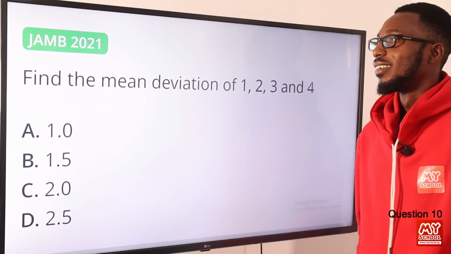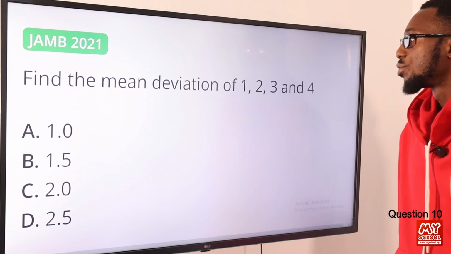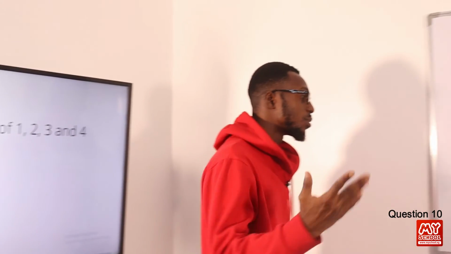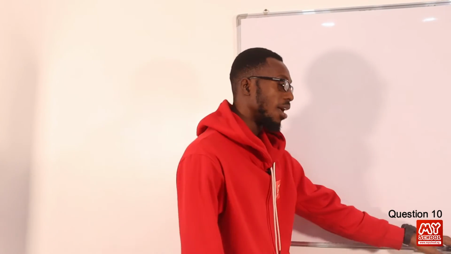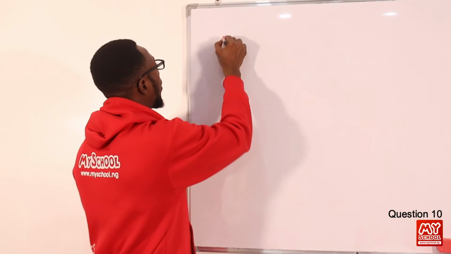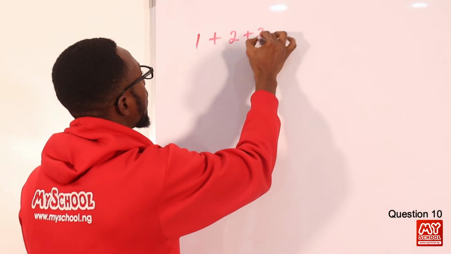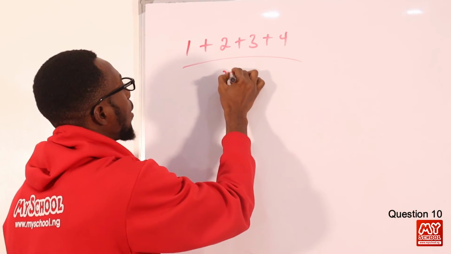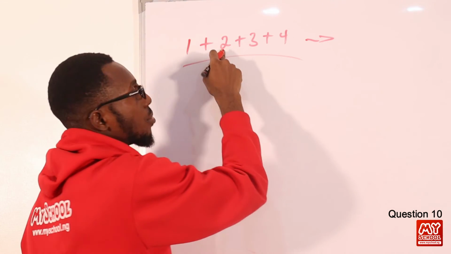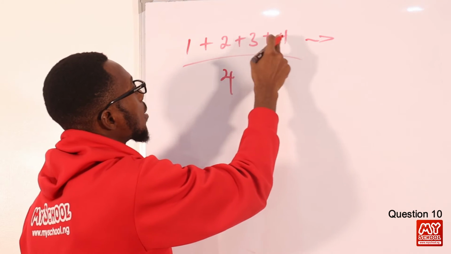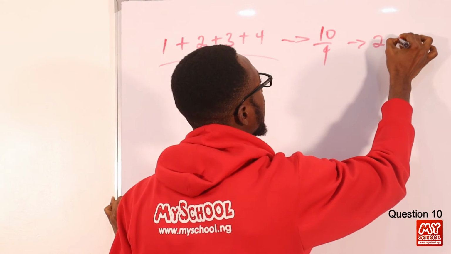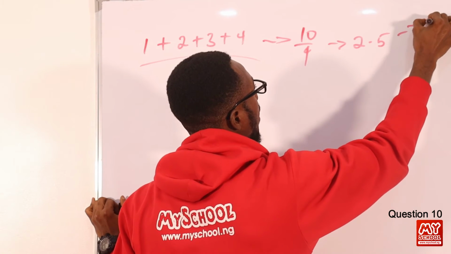Number 10. Find the mean deviation of 1, 2, 3, and 4. All right, so at first we just have to find the mean of these values. So I have 1 plus 2 plus 3 plus 4. How many? 1, 2, 3, 4, right? So 1 plus 2, that is 3, plus 3, that's 6, plus 4, that is 10, over 4. So that should give me 2.5. So the mean here is actually 2.5.